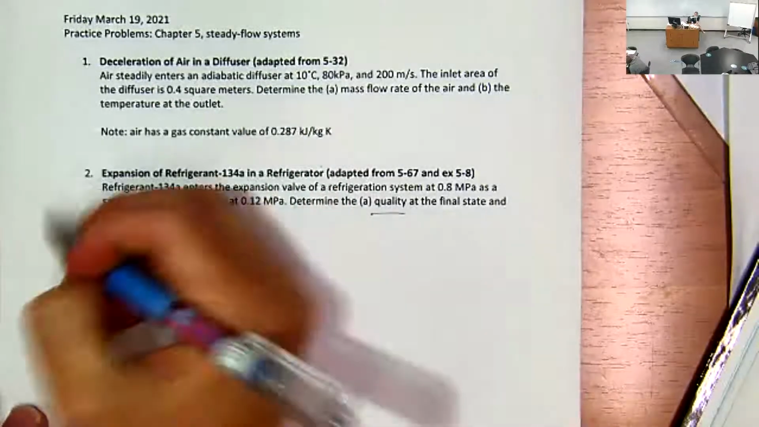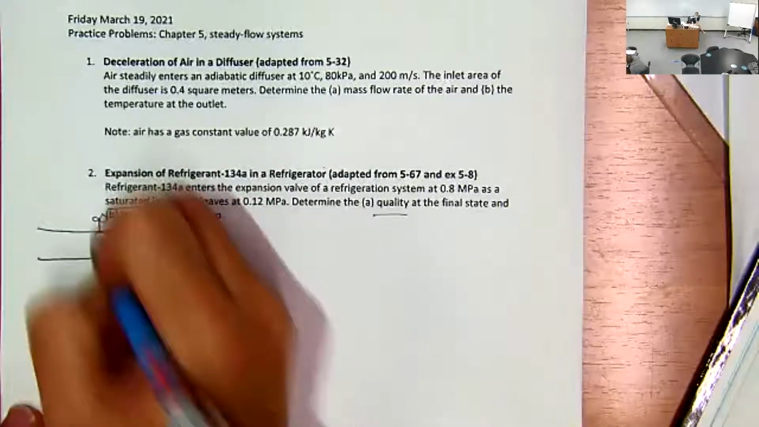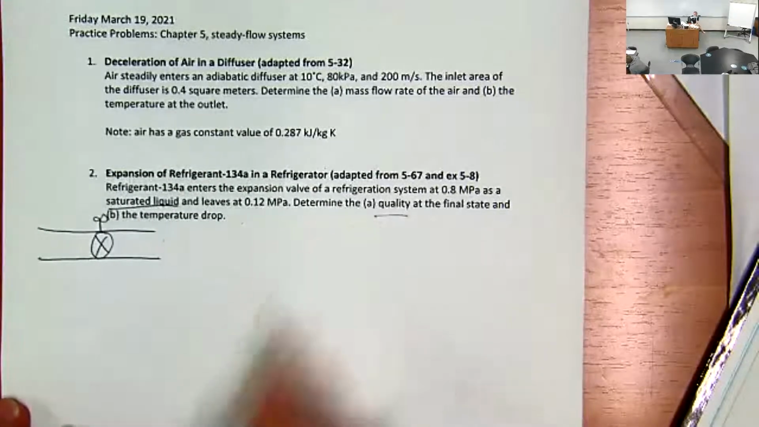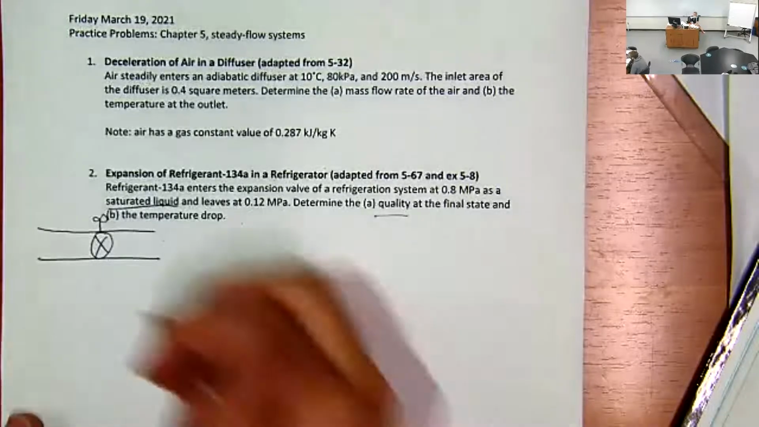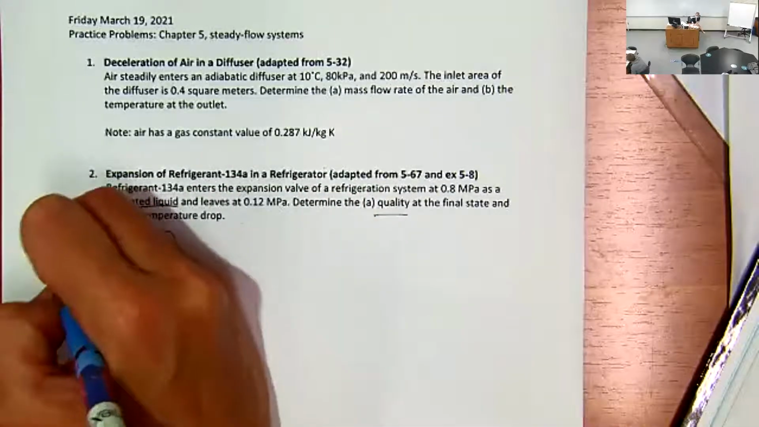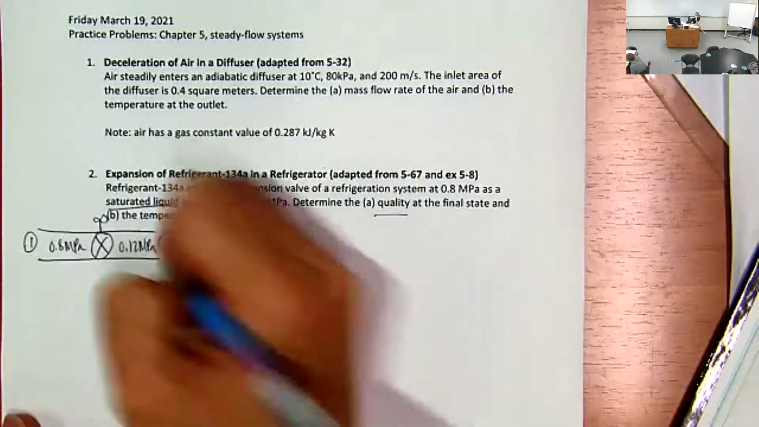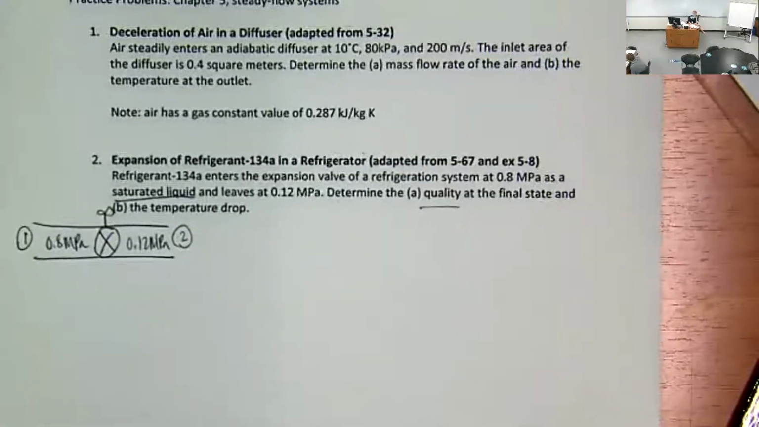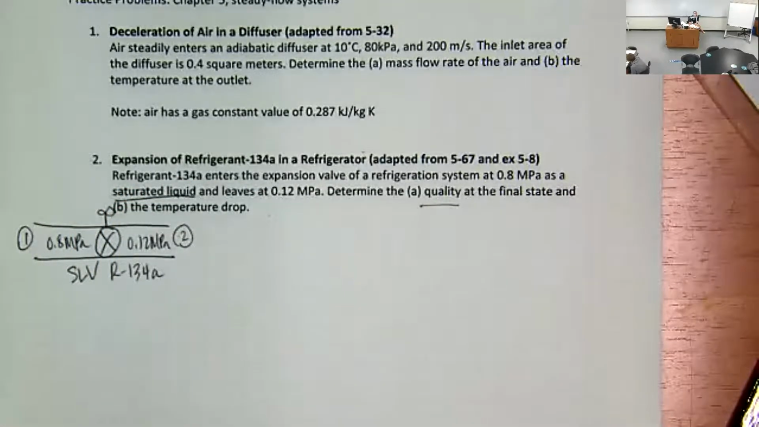So when we're looking at our throttling valve, we have some sort of duct type thing. We have our throttling valve in the middle that is causing a pressure drop in our refrigerant. On one side, we're flowing through here. We have state 1 on this side, state 2 on this side. We're coming in at 0.8 megapascal, and we're leaving at 0.12 megapascal. And we know that we are a saturated liquid vapor of R134A, which means tables A11, A12, A13. I think it's just A11 and A12 for saturated liquid vapor.